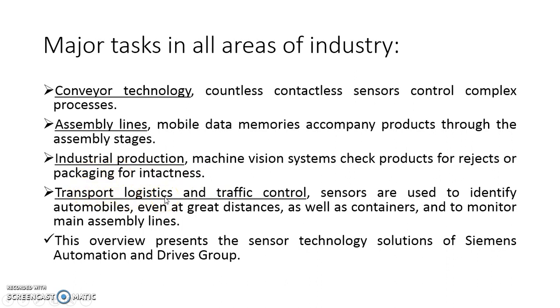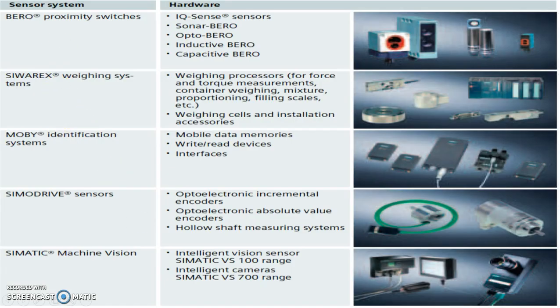In transport, logistics and traffic control systems, sensors are used to identify automobiles, even at a great distance, as well as containers, and they can monitor main assembly lines. This overview presents the sensor technology solutions, especially for the Siemens automation and drives group. Broadly, these are the sensor systems Siemens has produced: BERO proximity switches, weighing systems, MOBY identification systems, SIMODRIVE sensors, and SIMATIC machine vision. Their corresponding hardware is available like this.